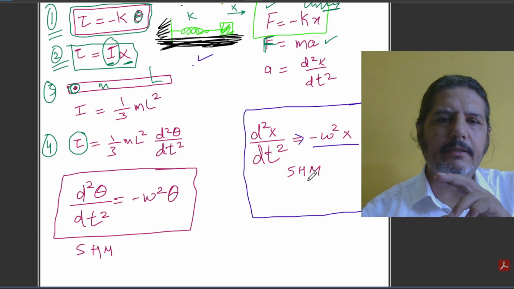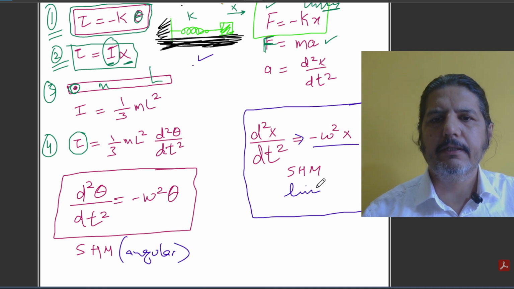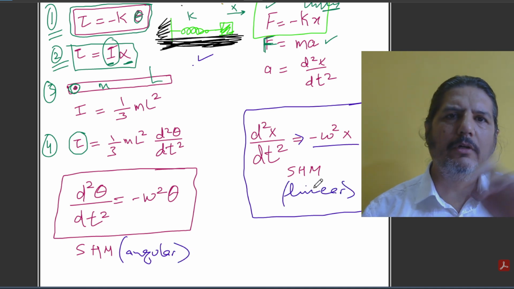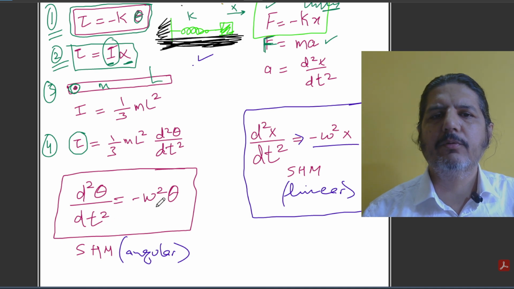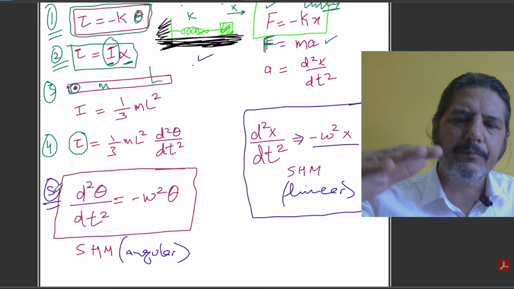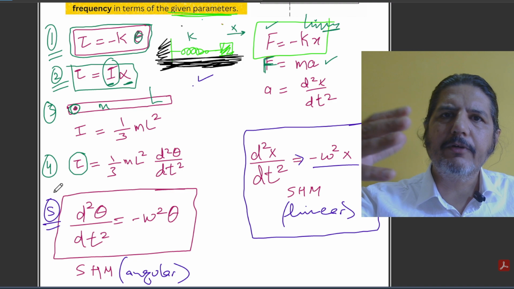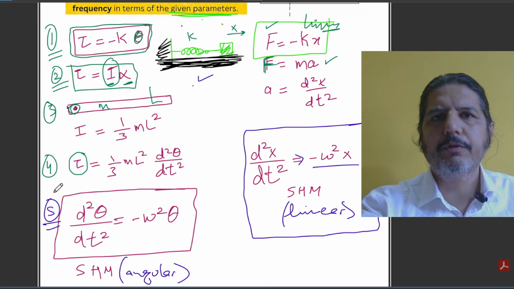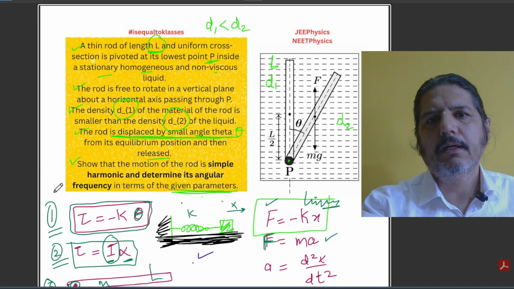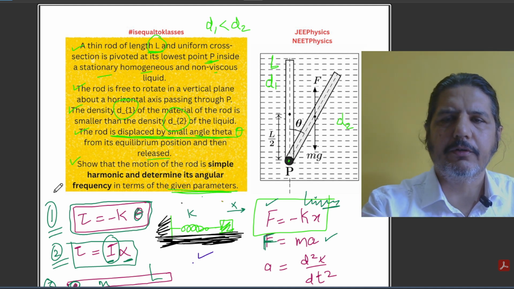For the angular, let me call this linear. So the angular equivalent would be d square theta by dt square is equal to minus omega square theta. This is another equation that I'll be using when I'm doing the solution. You should be comfortable in using all these equations before you even start doing the question. So this is the setup that we have, and now we'll start looking at the solution.